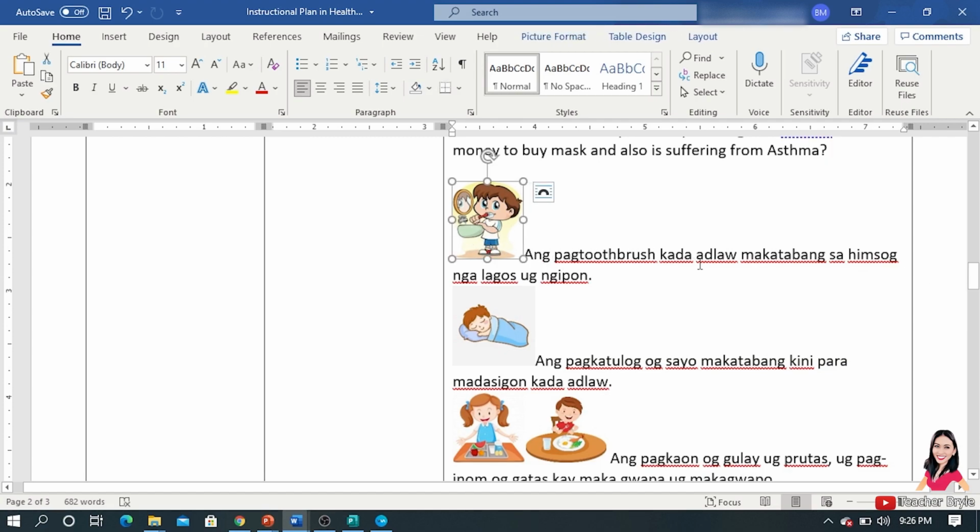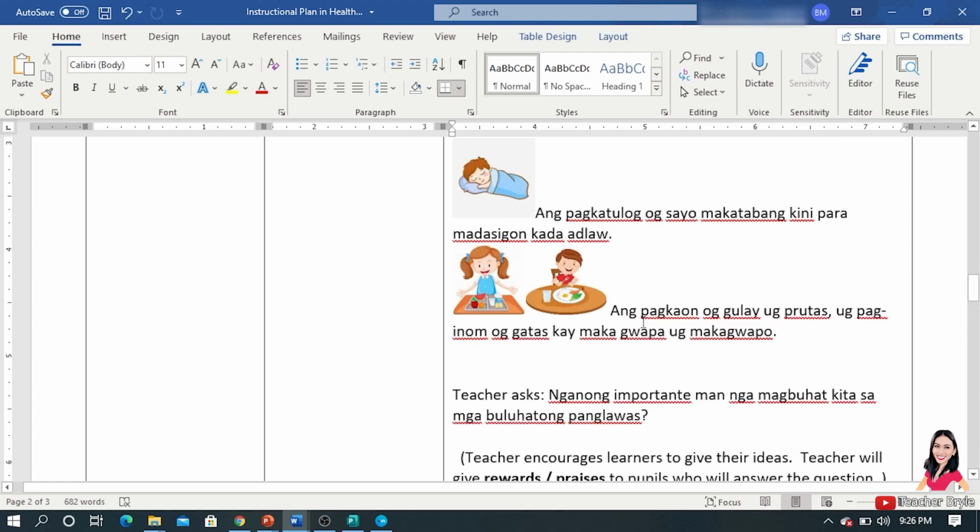Here, ang pag-toothbrush kada adlaw makatabang sa himsog nga lagos og ngipon. Next, ang pagkatulog og sayo makatabang kini para malisigon kada adlaw. Ang pagkaon og gulay ug prutas ug pag-inom og gatas kay makagwapa og makagwapo.